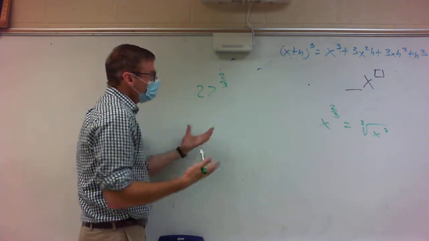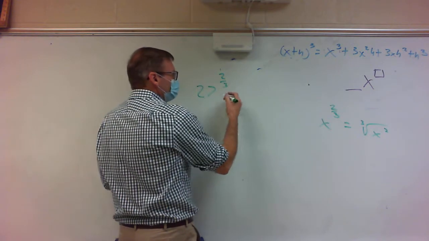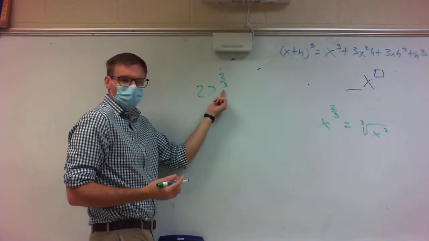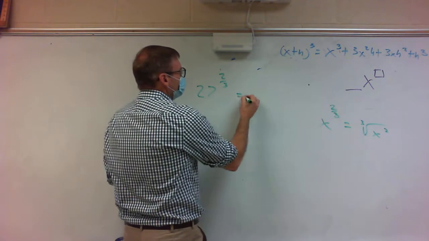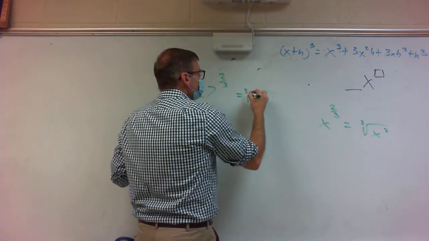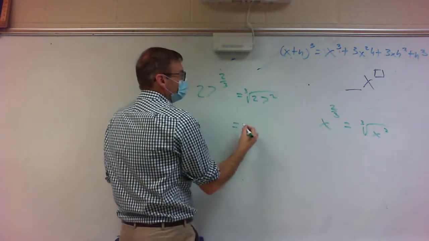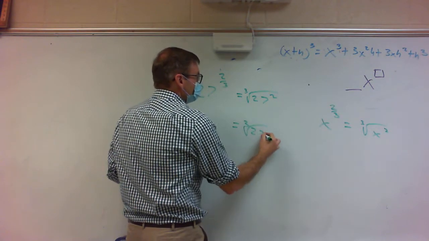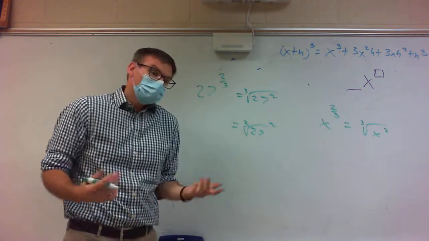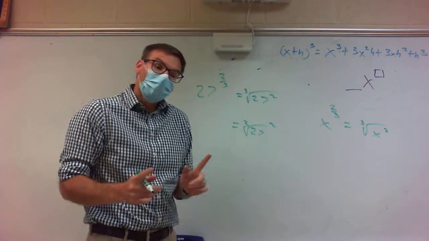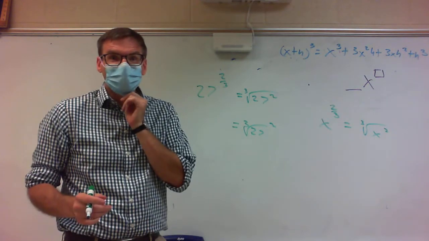So when you look at it, you might think, well, which way do I write it? I know this is a cubed root, and I know this is squared. Do I write it as the cubed root of 27 squared, or do I write it as the cube root of 27, squared? And the answer is, they're both correct. But one makes your life a whole lot easier, right?